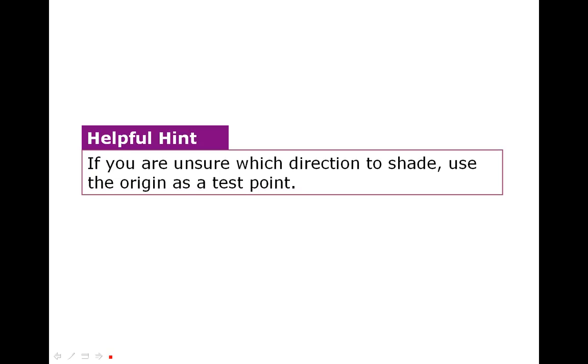By the way, if you're unsure of which direction to shade, use the origin as a test point. Origin is (0, 0). We can use that point because it's really a quick thing to plug into our inequalities. The only time this won't work is if it is just a vertical or horizontal line. Then it gets a little fuzzy as to where you may want to shade. But otherwise, the origin's a good place to start.